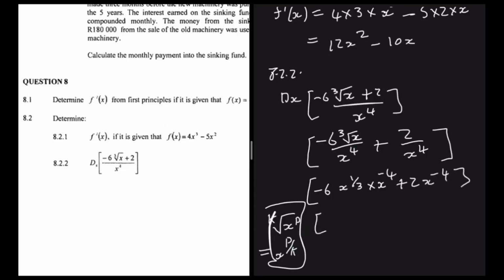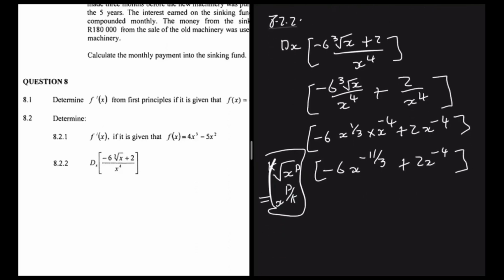So we're going to have minus 6 minus. So if we multiply numbers with the same base, we can add the exponents, right? So we have 1 divided by 3 plus minus 4, right? And then let me just do that and see what I get. 1 divided by 3 minus 4, that is x to the minus 11 divided by 3. And then we have plus 2x to the minus 4.